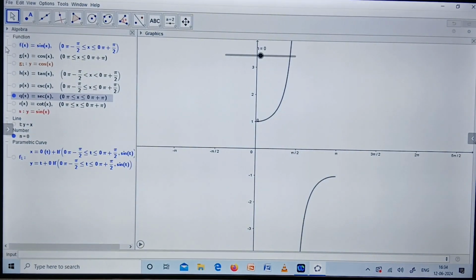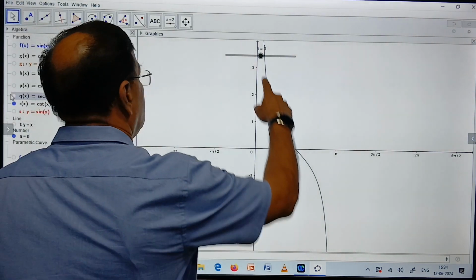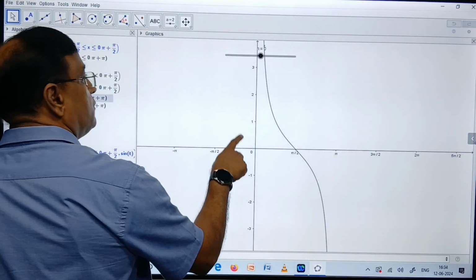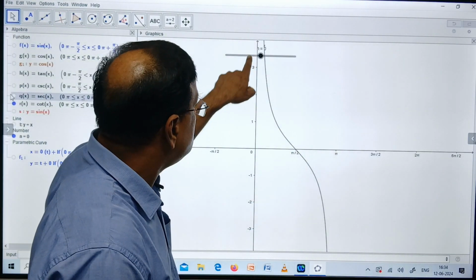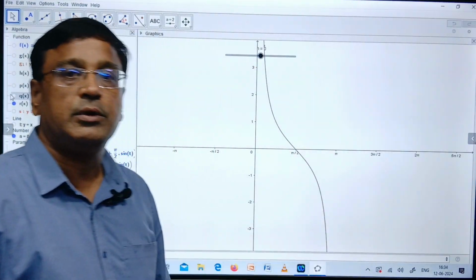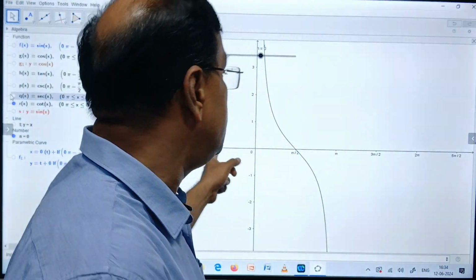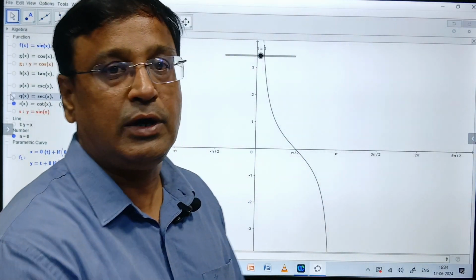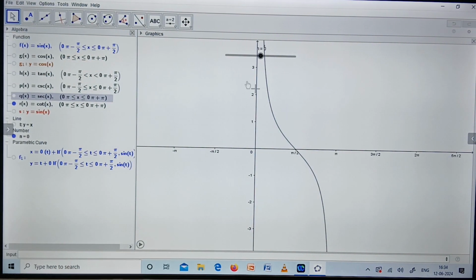Now finally, we come to cot. What do you get? When you come to cot, it is from 0 to pi. You see, it is from 0 to pi. 0 is not included, pi is not included, because cot 0 is infinity, cot pi is also infinity. It's not defined. Now quickly, I'll just show you how to draw the graph inverse of each one of them.